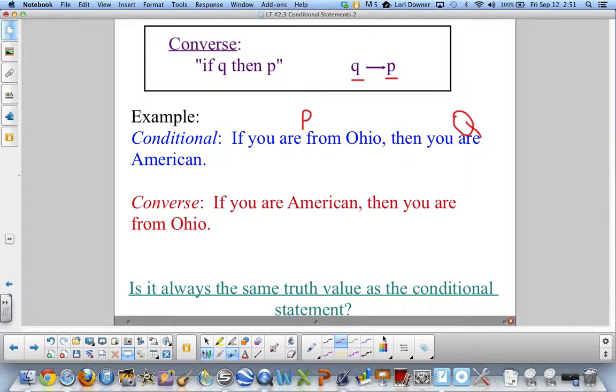Is it always the same truth value? Is it true if you're from Ohio, then you're American? Yeah, that can be true. Is this true? If you're American, then you're from Ohio? No, that is not true. So it's not always that the conditional, if that's true, that the converse is also true.